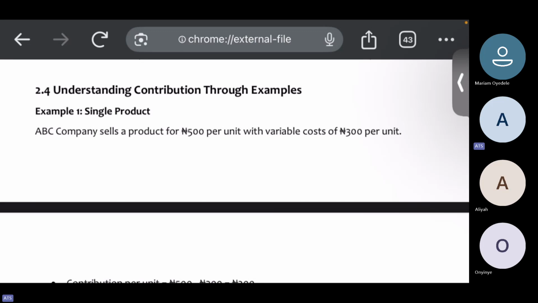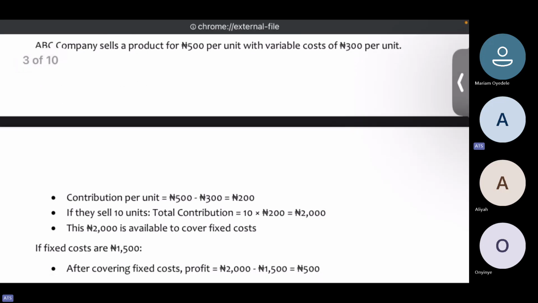you sell it at 500 naira per unit, and each unit costs 300 naira. So you buy it for 300 naira and you sell it for 500 naira. Normally, in layman's terms, you will say that 200 naira is profit, but no, that 200 naira is not your profit. It is just what each unit contributes towards your fixed costs.